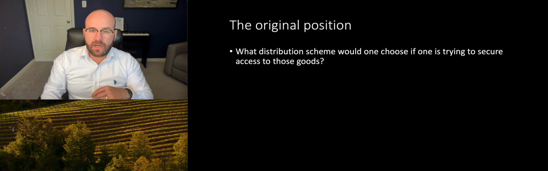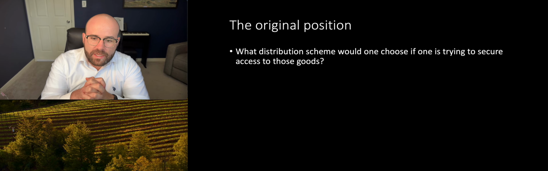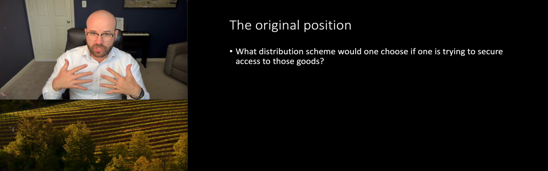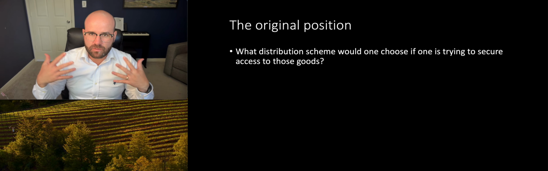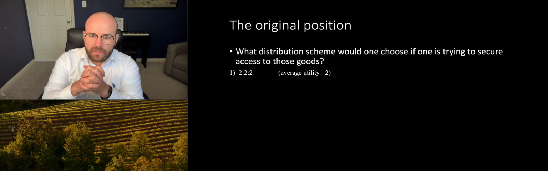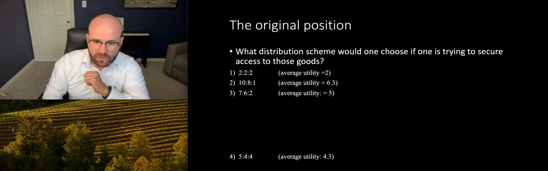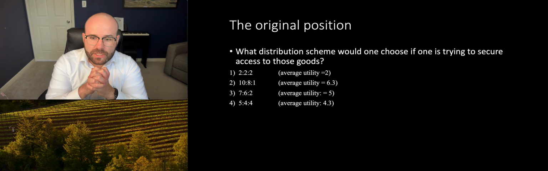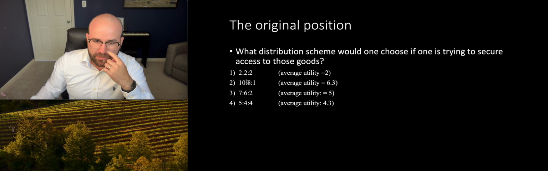And here's one way to start thinking about this. What distribution scheme would one choose if one is trying to secure access to those goods, from the position behind the veil of ignorance? Let me give you a concrete example, because I think that's the best way to think about this. Let me just lay this out. Okay, here are 4 different distribution schemes. Again, let's slow down here just to make sure we're on the same page.